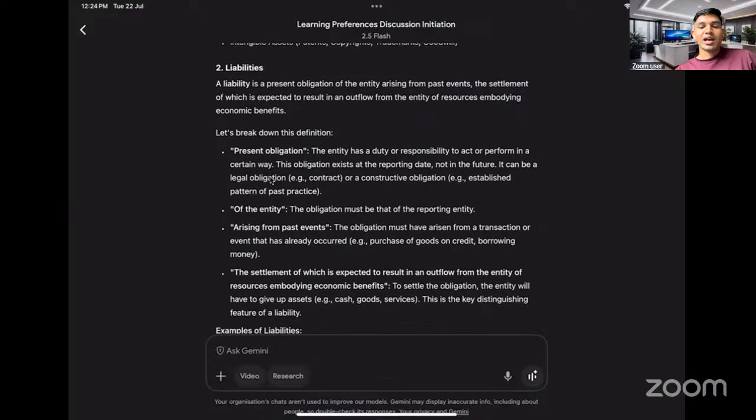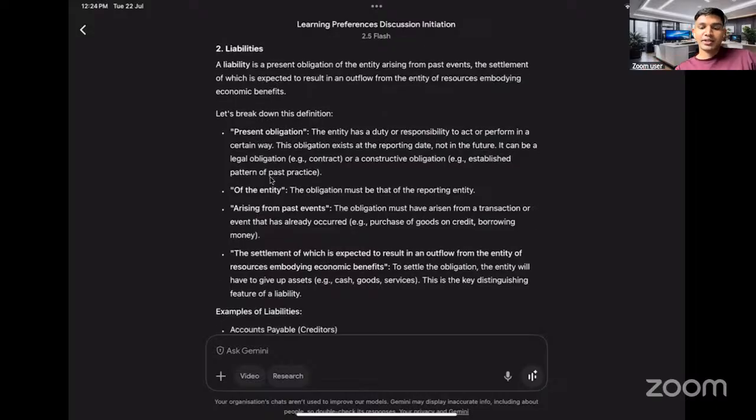Liabilities. A liability is a present obligation of the entity arising from past events, the settlement of which is expected to result in an outflow from the entity's resources embodying economic benefits. Let's break down this definition. Present obligation. The entity has a duty or responsibility to act or perform in a certain way. This obligation exists at the reporting date and not in the future.